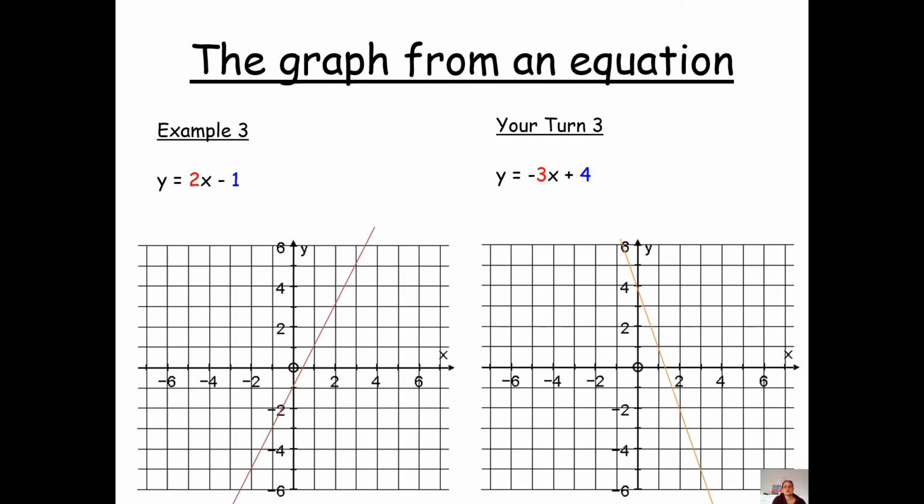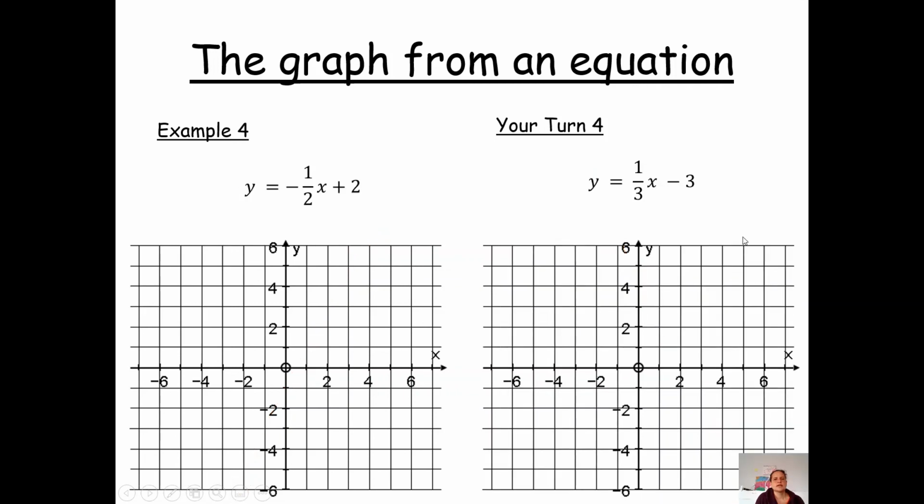So we can see it crosses at 4 and has a gradient of -3, 1 along, 3 down. Let's look at another example. Here we're going to be crossing the y-axis at 2. We're going to have a gradient of -1/2. So for every 1 we go along, we're going to go down 1/2. So I'd have to go along 2 to go down 1. So then that would give me 2 points that I can join with a ruler and draw a straight line.